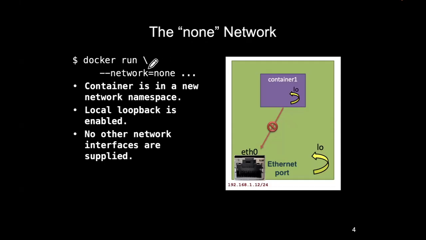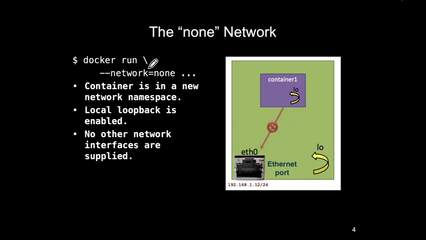But of course, the none network is characterized by the fact that the container doesn't even have an IP address, even though it's private. It has no access to the outside world, so to speak, because there's no gateway available to it. So it's completely insulated. And there might be edge cases where that's desirable.